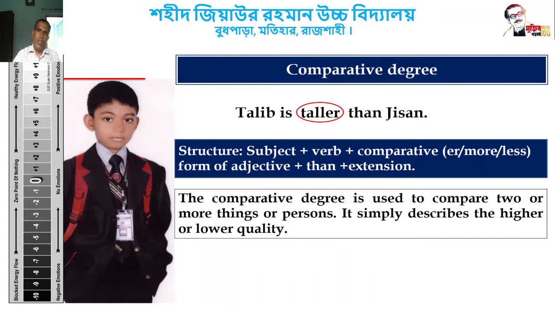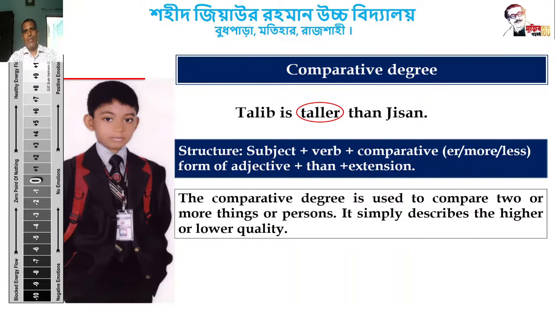Here you have already followed that my first sentence was Zishan is a tall boy, and the second sentence is Talib is taller than Zishan. So you have already followed that we have compared Zishan with Talib, or we have compared Talib with Zishan.